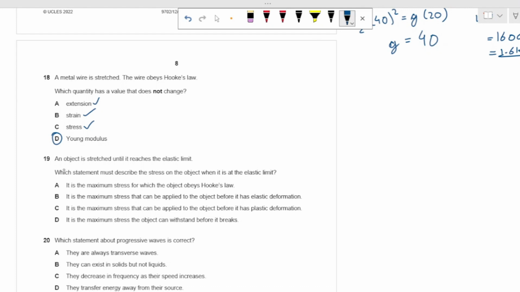Question 19. An object is stretched until it reaches the elastic limit. Which statement must describe the stress on the object when it is at the elastic limit? Option A, it is the maximum stress for which the object obeys Hooke's law. Well, this is not correct.